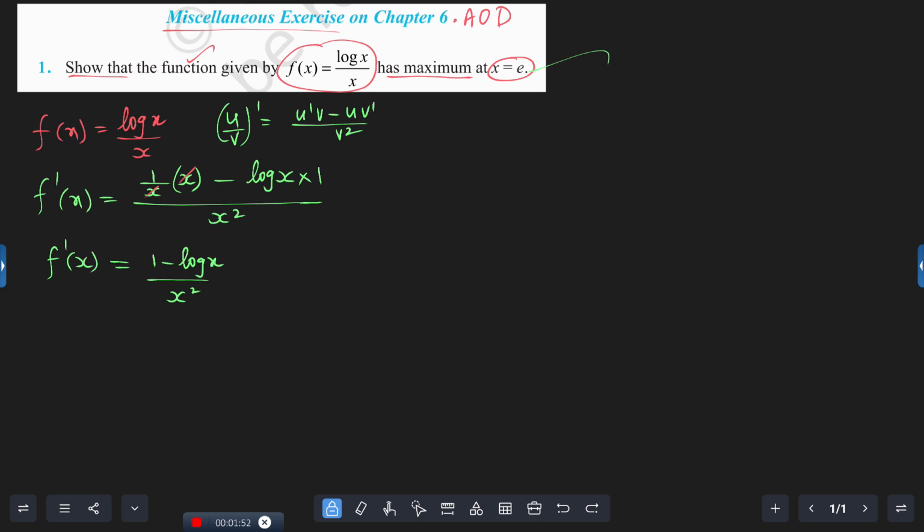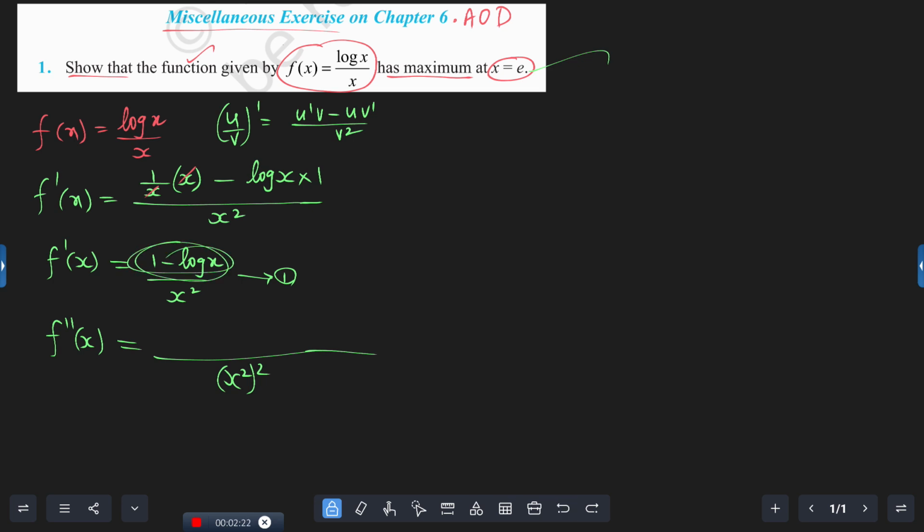If you put f dash of x equal to 0, you will get the same x value, e only. So we go on to find the double derivative. Let this be answer number 1. Now I am finding the double derivative. Again I am differentiating, so the denominator will be x square the whole square, as per the formula.